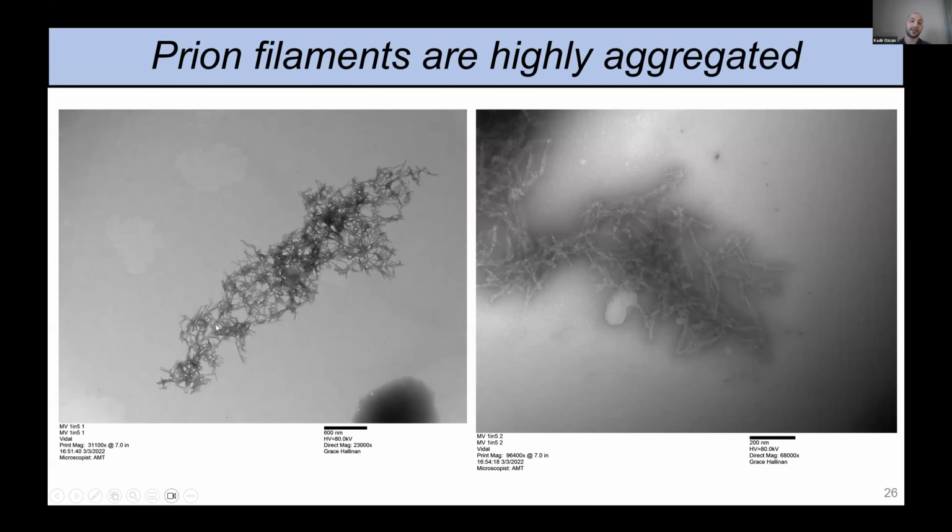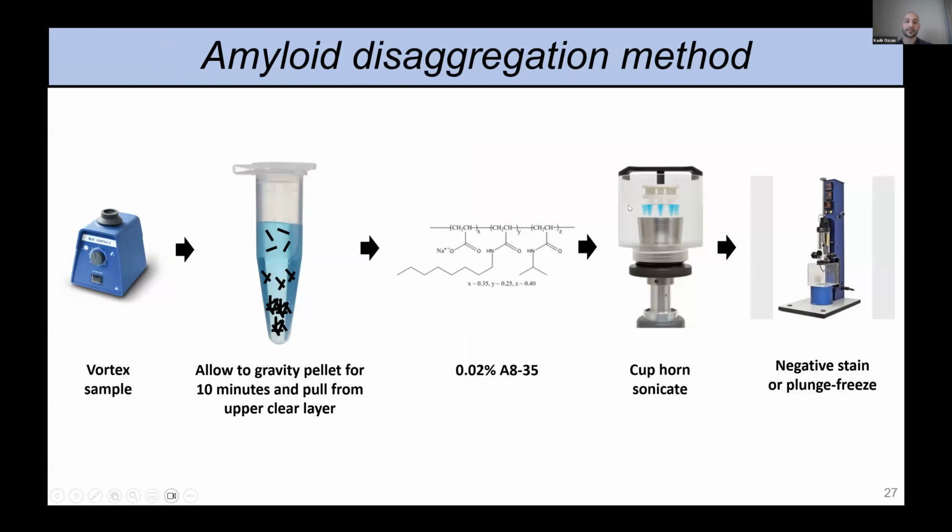So when they sent us the sample, it was highly aggregated. You can see this is an aggregate of actually filaments. When you zoom in closer, you can see these rod-like structures. So these are the individual amyloids that make up the plaques. But we can't study these large plaques by Cryo EM. We need individual filaments. So we use a disaggregation protocol where we vortex the sample and allow it to pellet slowly and take from the top portion where it's less aggregated. And using some detergents and sonication, which is high power sound waves, we're able to break apart the filaments.